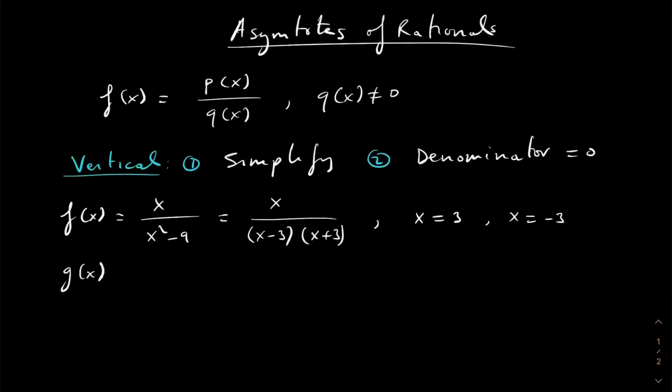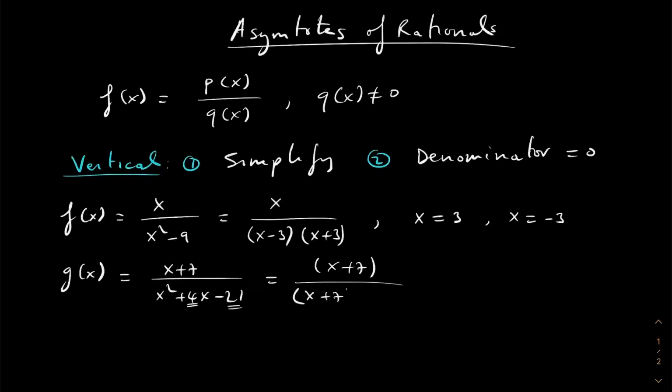Next example I have is g of x equals x plus 7 divided by x squared plus 4x minus 21. In this case, on the top, you're still going to have x plus 7, but on the bottom, you're going to see that this is a quadratic. That means I need to find two numbers that add up to 4 and multiply to negative 21. That's going to be 7 and negative 3. So I'm going to have here (x plus 7)(x minus 3). With that, you can simplify the x plus 7 on top and the bottom, and that's going to be equal to 1 divided by x minus 3.